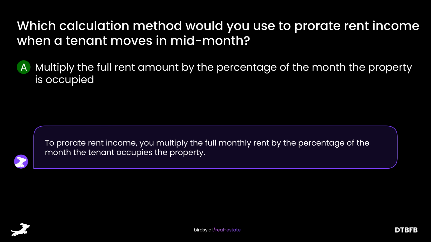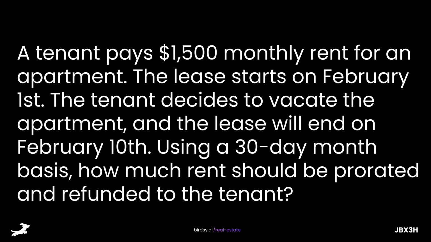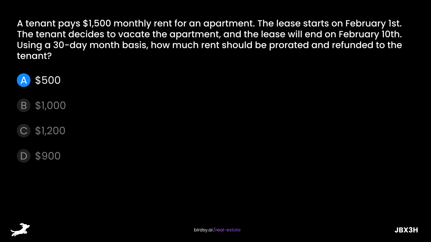To prorate rent income, you multiply the full monthly rent by the percentage of the month the tenant occupies the property. A tenant pays $1,500 monthly rent for an apartment. The lease starts on February 1st. The tenant decides to vacate the apartment, and the lease will end on February 10th. Using a 30-day month basis, how much rent should be prorated and refunded to the tenant? Is it A, $500, B, $1,000, C, $1,200, or D, $900?